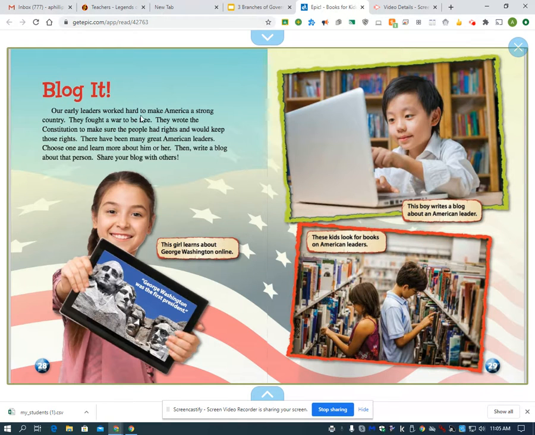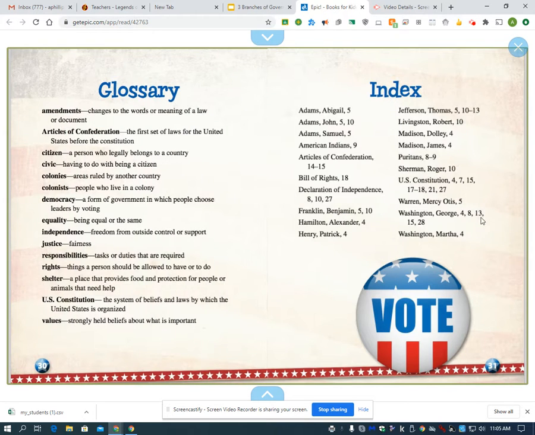Our early leaders worked hard to make America strong. They fought a war to be free. They wrote the Constitution to make sure the people had rights and would keep those rights. There have been many great American leaders. Choose one and learn more about him or her, and then write a blog about that person. Share your blog with others.